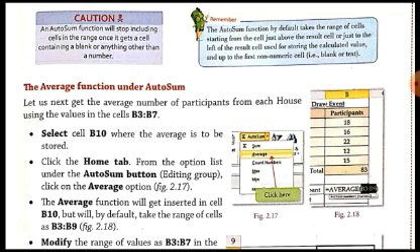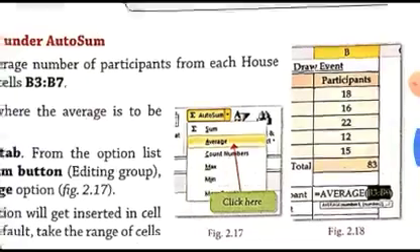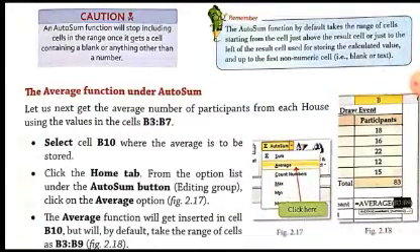Okay, now the values of the number of participants are in the cells B3 to B7 as shown in figure 2.18. You can see that the values of participants are from B3 to B7. The first step you have to do is to select the cell B10 where the average is to be stored. So we first choose one cell where we want to store the average. So we have taken the cell which is B10 here.